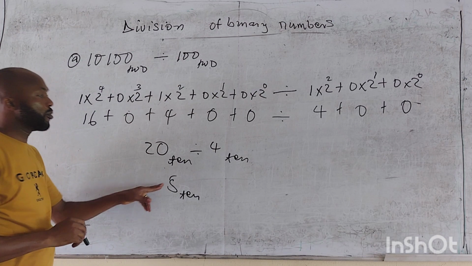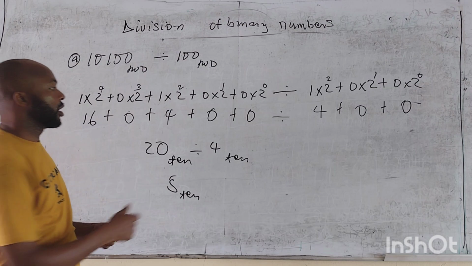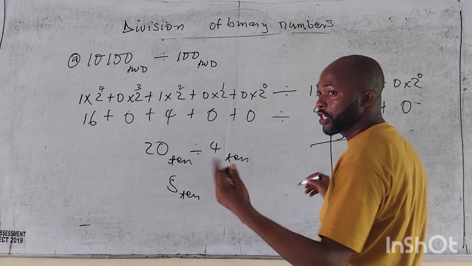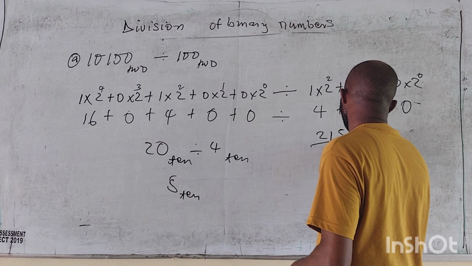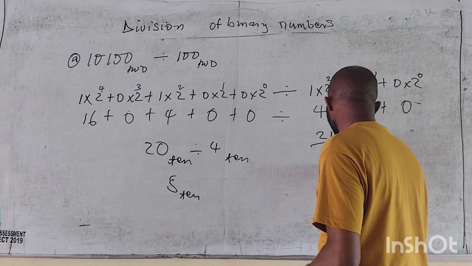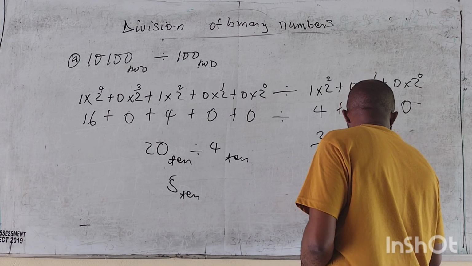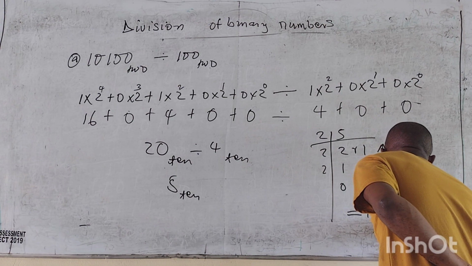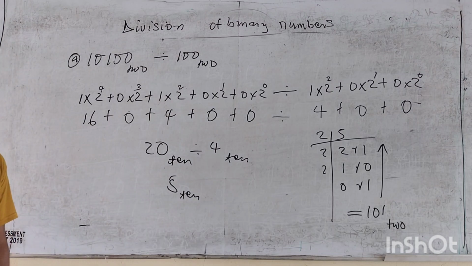Now, it's not finished. We'll now move this answer 5 to base 2. So I divide successively by the base, which is 2. 5 divided by 2 is 2 remainder 1. 2 divided by 2 is 1 remainder 0. 1 divided by 2 is 0 remainder 1. Reading the remainders upward, this equals 101 in base 2. So the question says this divided by this, and the answer is 101 in base 2.